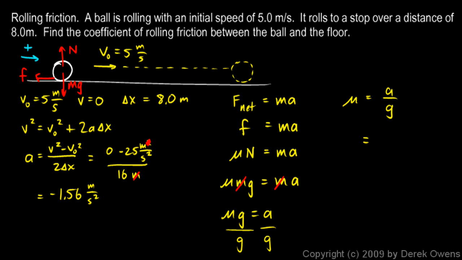So we can just put in 1.56 meters per second squared over g, which is 9.8 meters per second squared. And you can see the units entirely cancel out, leaving us with just a number, which is what we should get for mu. Mu has no units. And in this case, 1.56 over 9.8 gives us 0.16. That's the coefficient of rolling friction.